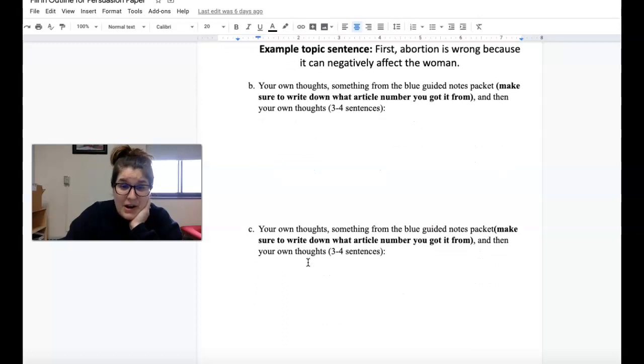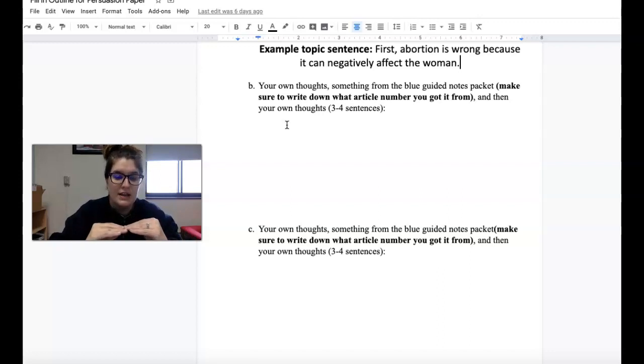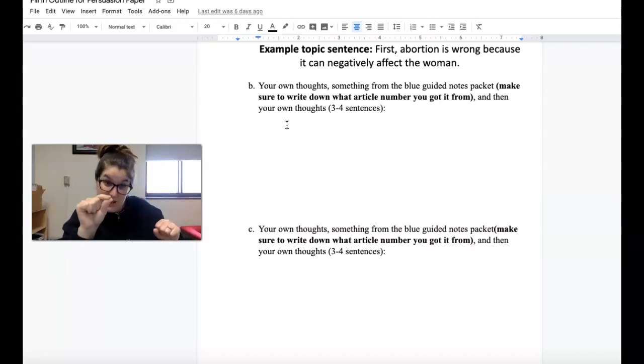Next, what you're going to do in your body paragraphs is look at your article guided notes, the thing where you wrote down all the information that you read. This is how you do it. You make it like an Oreo sandwich. Okay, I want you to think about this. Your own thoughts, that's the top cookie that you twist off. Then something from the blue guided notes packet, a quote, a statistic, something you thought was super interesting, a story, anything, and then your own thoughts again. So what you have to say goes on the top and the bottom, and your quote, your statistic, the thing from your research goes in the middle, okay?